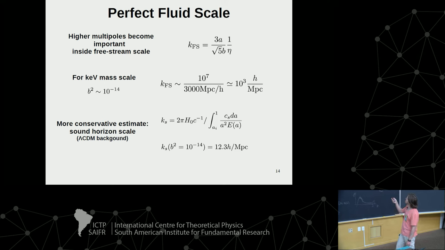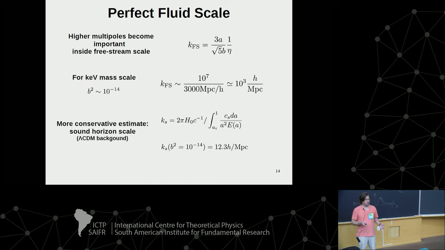Here I'm also considering a lambda CDM background. This is more or less an order of magnitude estimate. Here is more precise. So in this mass scale, the effects beyond perfect fluid are happening at very, very small scales. Of course, if you have something that's more relativistic than that, a lighter mass, then things might change a lot.